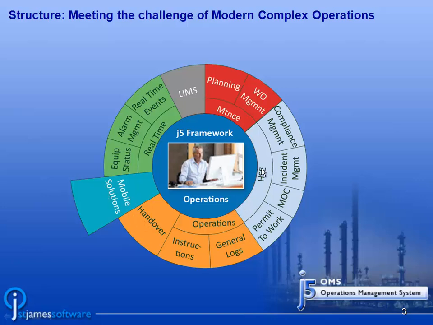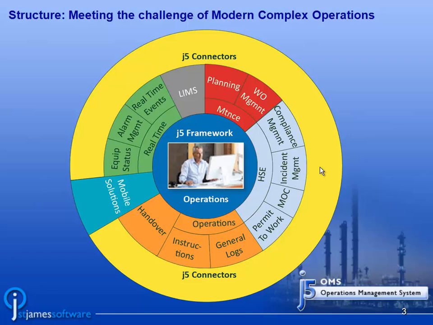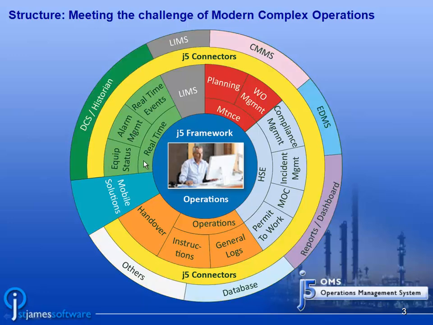Also critically important, all these applications must be able to connect to the non-operational applications on the site. For this, there is a connector layer. The connector layer is responsible for getting and often driving data to and from third-party applications, like the DCS or Historian, the LIMS system, the CMMS, the EDMS, the Electronic Data Management System, reports, dashboards, databases, and others. All these events are interlinked and can be used by each other.